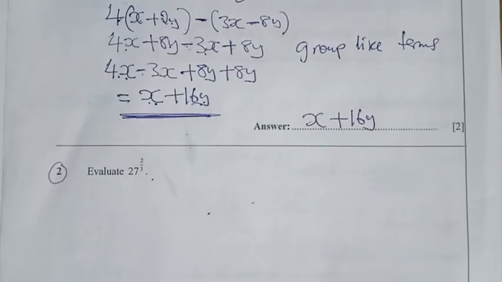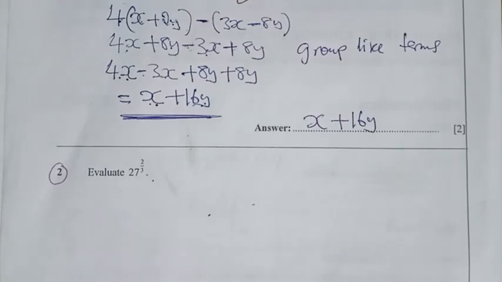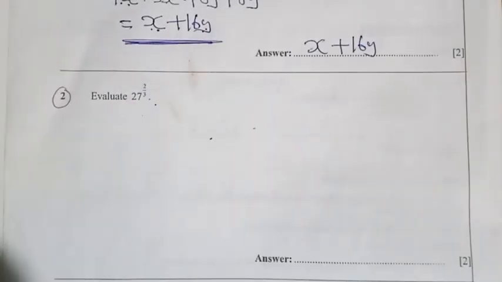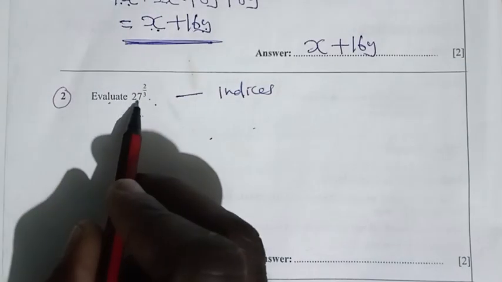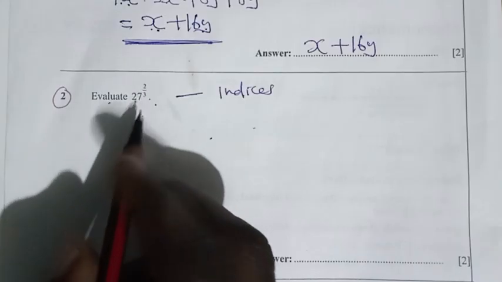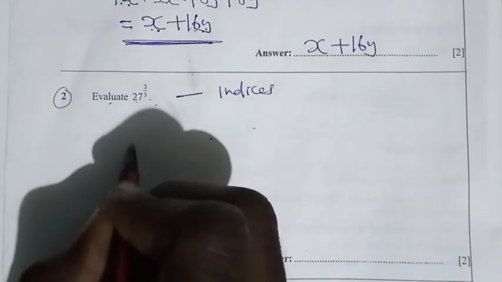Okay, so without wasting time, let's look at number 2. Number 2 says evaluate. This question is under indices. So evaluate 27 raised to the power 2 over 3. For this one, let me copy it to this side: 27 raised to the power 2/3.